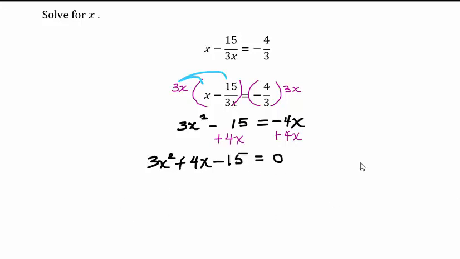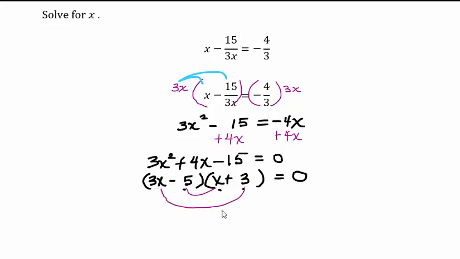Okay, so you decide which method you want to use for factoring. I just used a guess and check method where the first terms, their product is 3x squared, and the last terms, their product is negative 15. And when you add the products of the outer and inner terms, you should get positive 4x. Set each factor equal to 0, and then solve each of these linear equations.